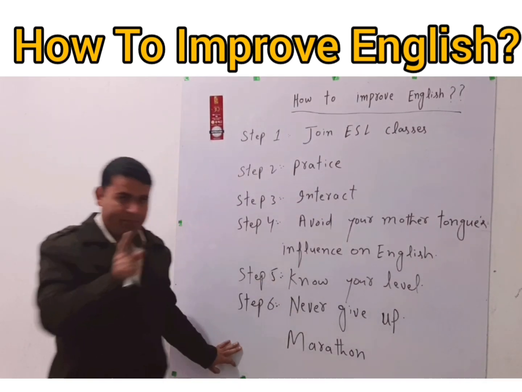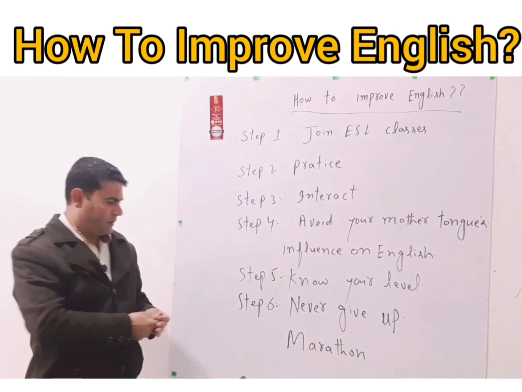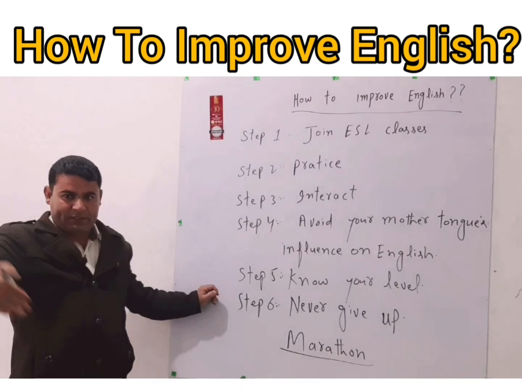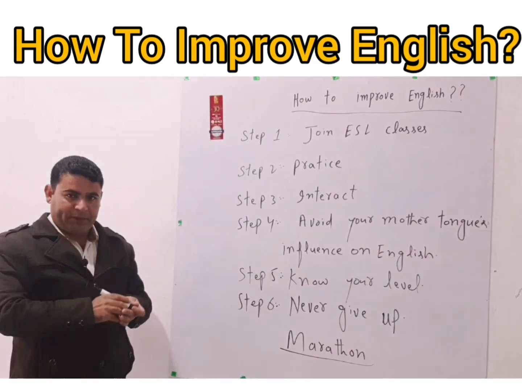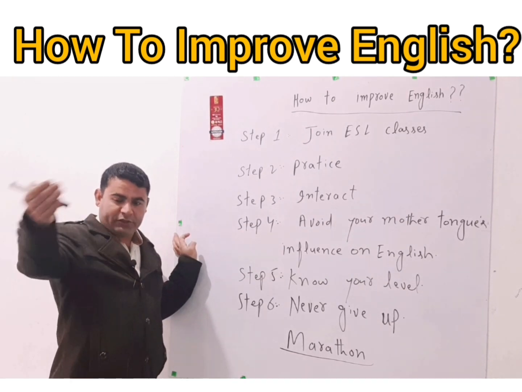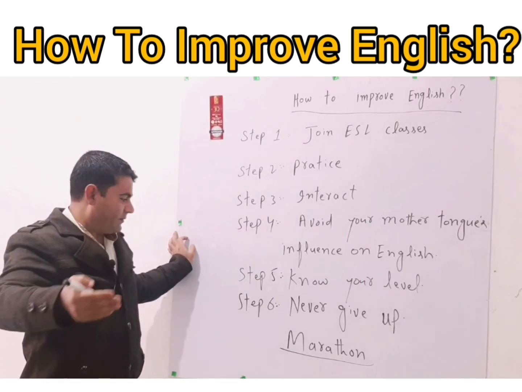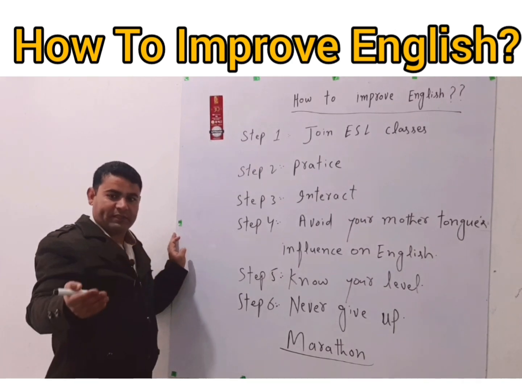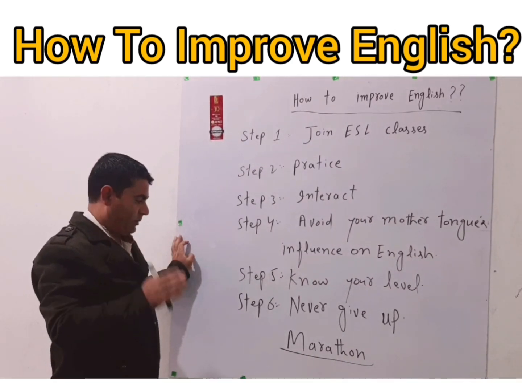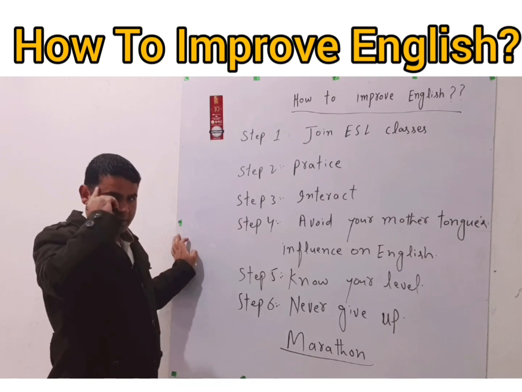The sixth tip is never give up. Now, it's a very important thing that you know about the marathon run. Many people start running, but only a few of them complete it. Some of them cover 2 kilometers, some of them 3, and some of them even give up when they're going to finish. So never give up, don't count the time.